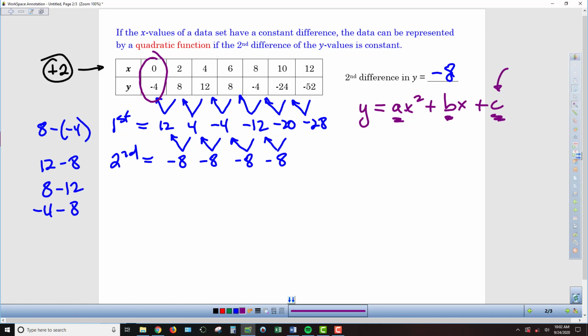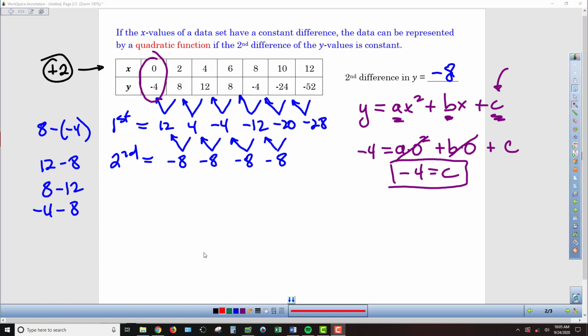And so indeed, if we start to plug in, we've got negative 4 equals a times 0 squared plus b times 0 plus c. And so anything that has the 0 here is going to disappear, because 0 times a is 0, 0 times b is 0. So we end up with negative 4 equals c. So again, if we're fortunate enough to have x equals 0 be one of our data points in the table, then that's the giveaway for what c equals. And so then we're just left with having to figure out what the a and b coefficients are. So let's work on that.